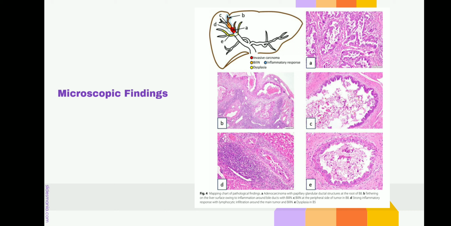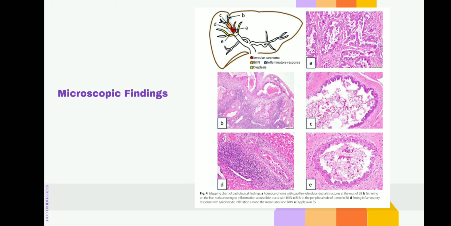In this figure, we can see the microscopic findings. In figure A, we can see that there is adenocarcinoma with papillary glandular ductal structures at the root of B8. In figure B, we can see tethering on the liver surface owing to inflammation around bile ducts with biliary intraepithelial neoplasia. In figure C, we can see biliary intraepithelial neoplasia at the peripheral side of the tumor in B8.